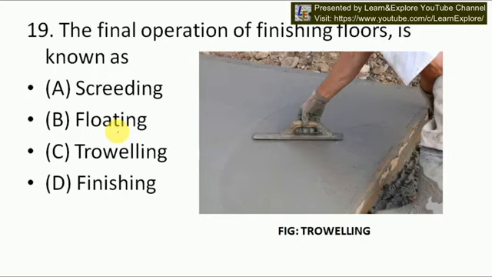Right? So our next question is, the final operation of finishing floor is known as. So what is the final operation? A, screeding, B, floating, C, troweling, and D, finishing. So our answer will be obviously C, troweling. Here you can see the method of troweling.